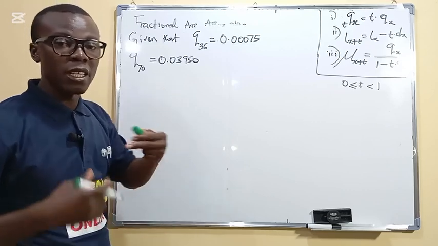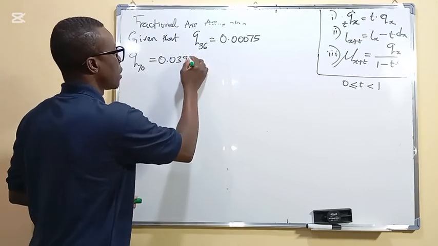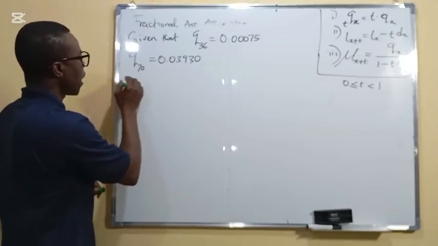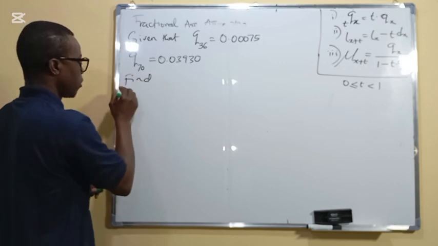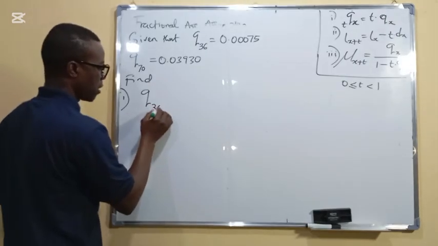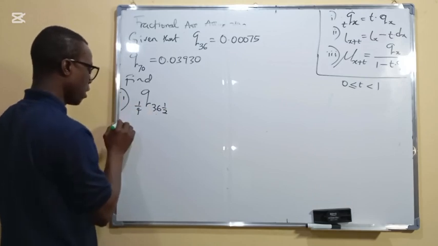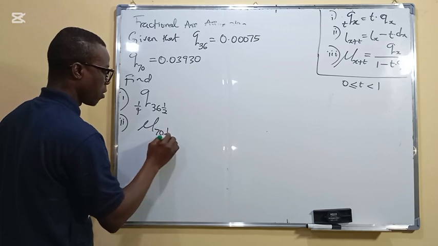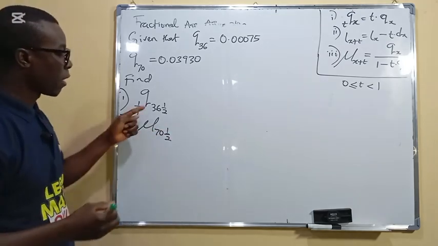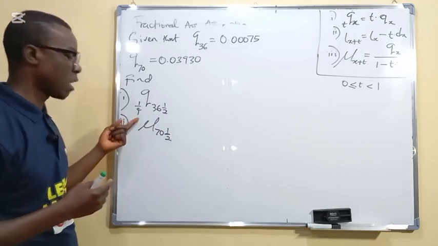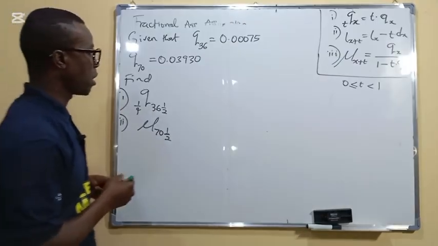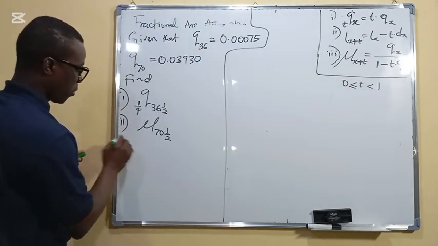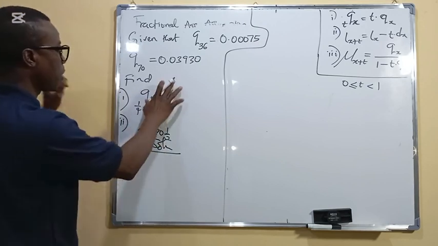Now, this is actually derived from life tables, I think the English life tables. We are told to find, first, 1/4 q 36 and a half, and secondly mu 70 and a half. So you can see that the ages that we have here are in fractions, as well as the t that we have here. So how am I going to go about this? This is quite simple. So I have the solution here.